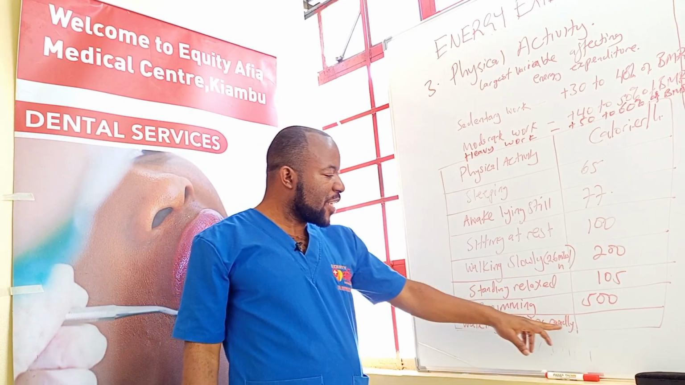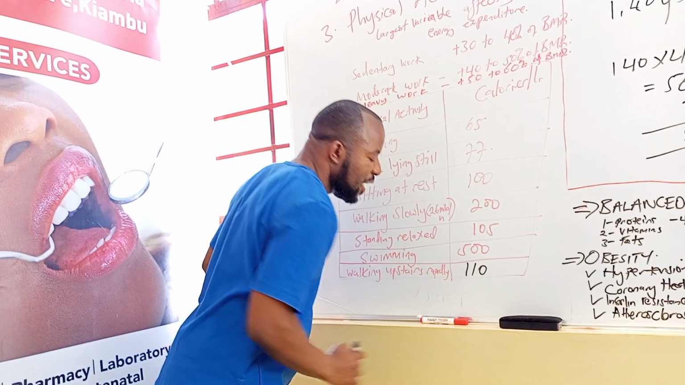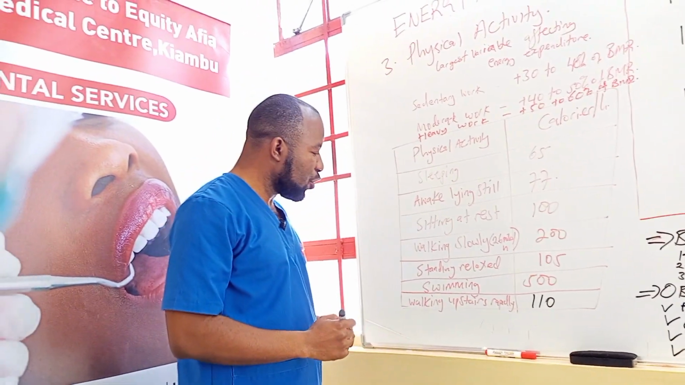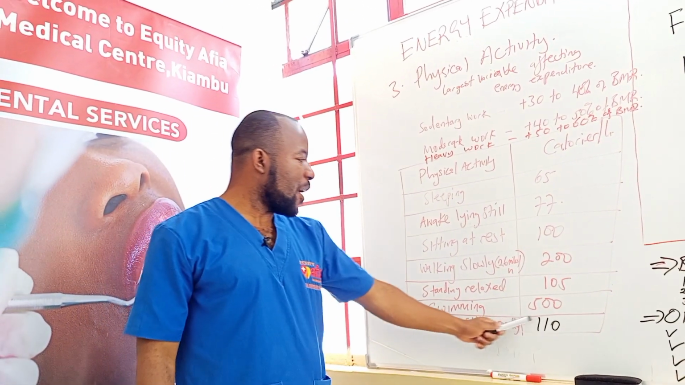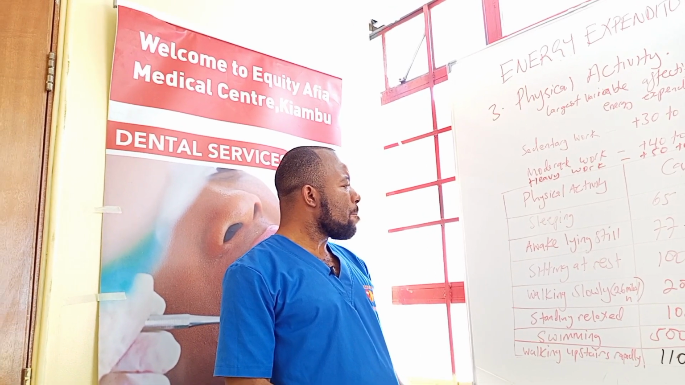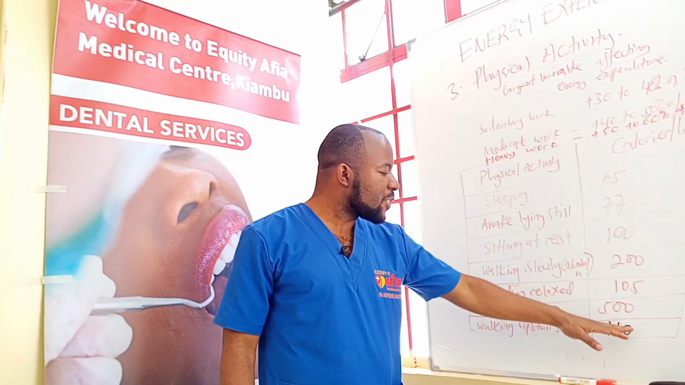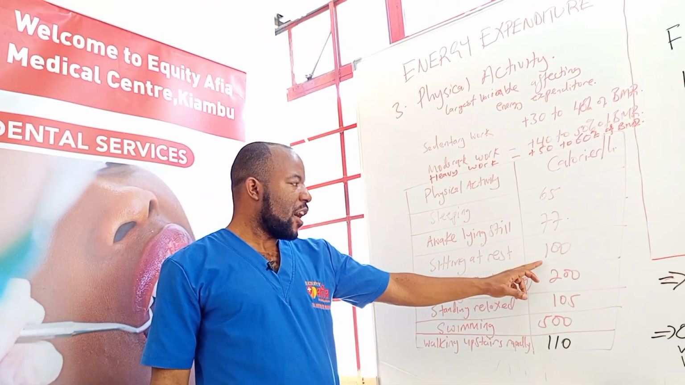Lastly, walking upstairs rapidly. When you walk upstairs rapidly, you are spending 110 calories per hour. Walking upstairs rapidly per hour. It therefore means walking upstairs per hour is more than sitting at rest.